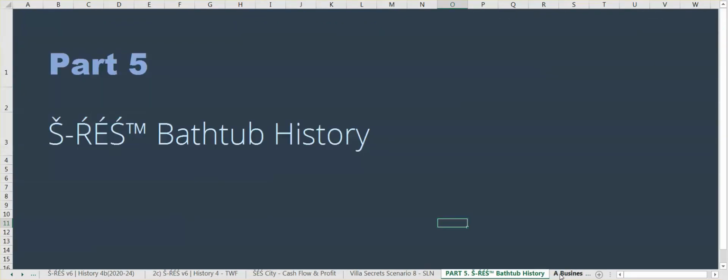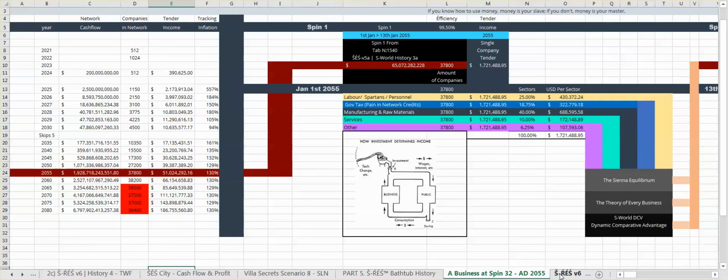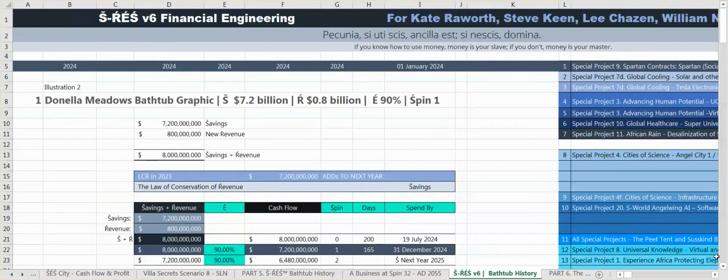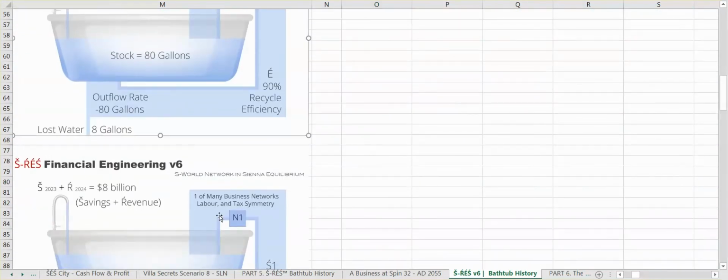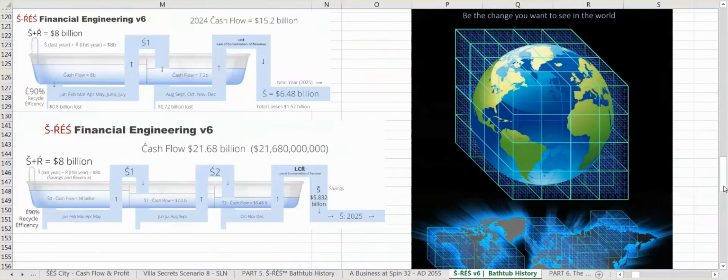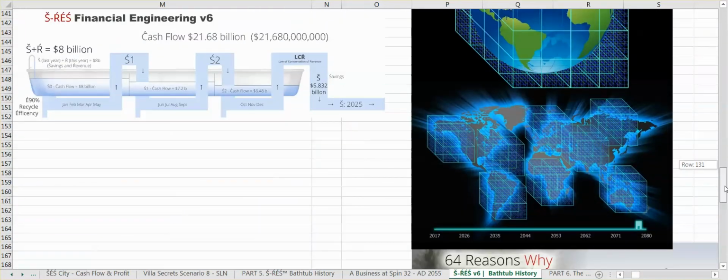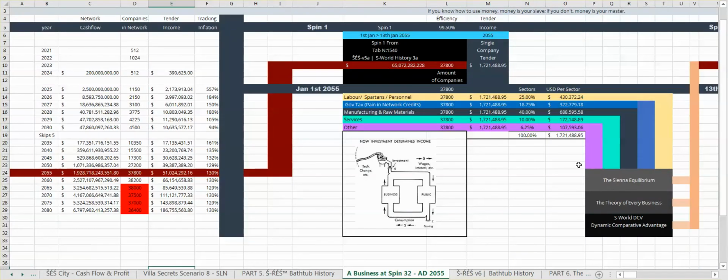Okay, part 5, bathtub history. This is from book 2 and book 3, and I think I've got some pictures of those little bathtubs. Yeah, here we go. These are the bathtubs, and let's have a look at that last bathtub I've made. Okay, and let's have a look at the spreadsheet, which does the same thing.